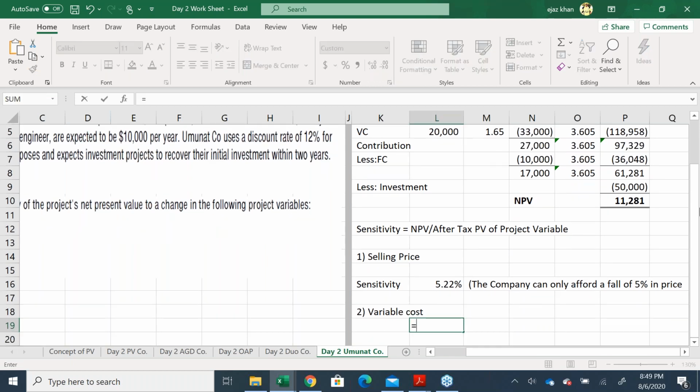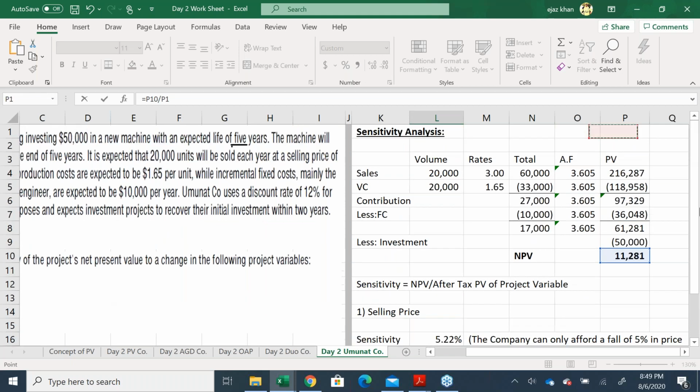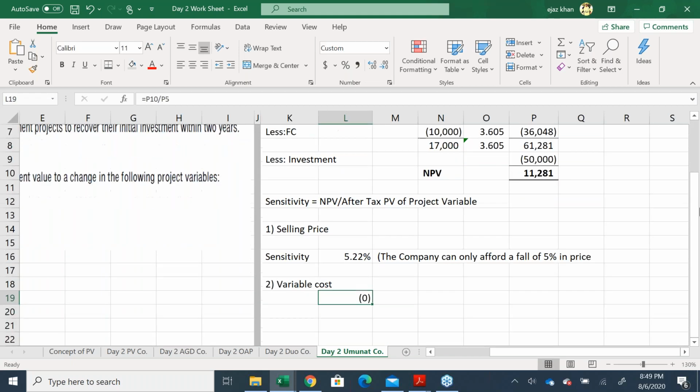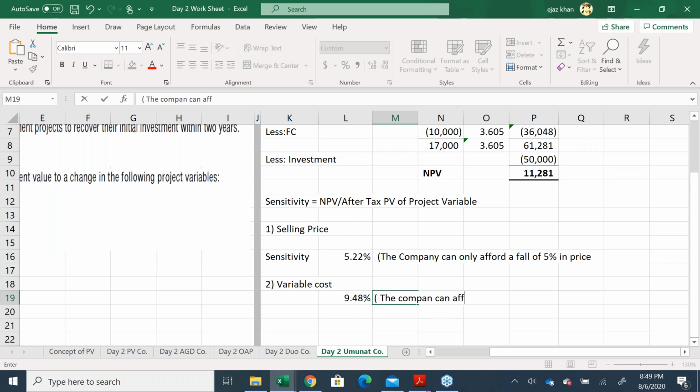Okay, let's check it out. It's easy. Again, we have to pick this NPV figure and divide it by the present value of the total. So it's minus 9.48%, which means that, I'll just change the sign because we don't need minus here. 9.48%. Now what we can say is that the company can afford a maximum increase of 9.48% in its variable cost.